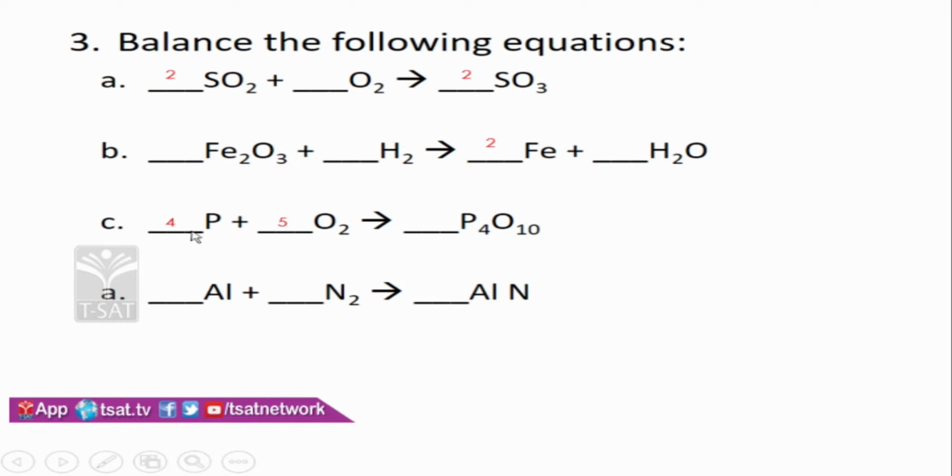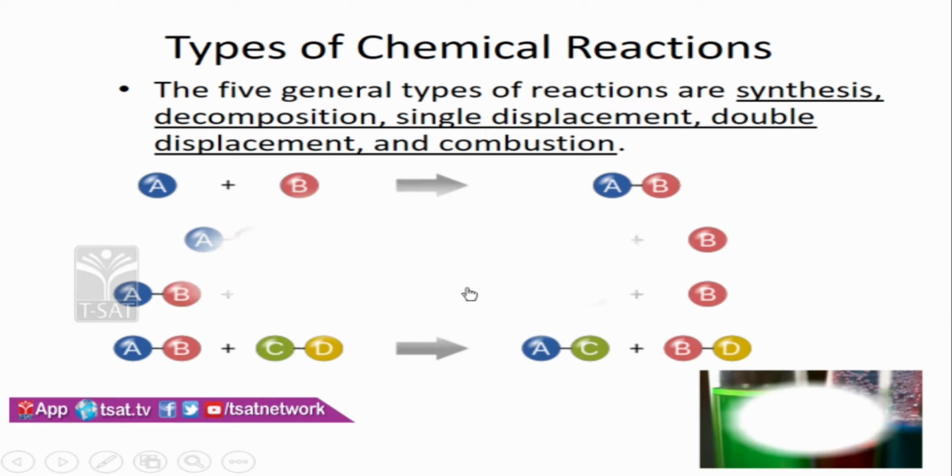In the other equation, 4 phosphorus atoms react with 5 molecules of oxygen. It is also a combustion reaction. You will get 2 into P2O5, phosphorus pentoxide. Next, aluminum reacts with nitrogen to form aluminum nitride.